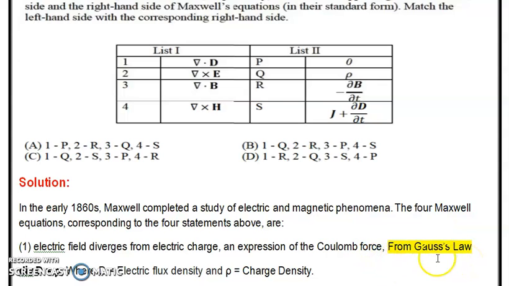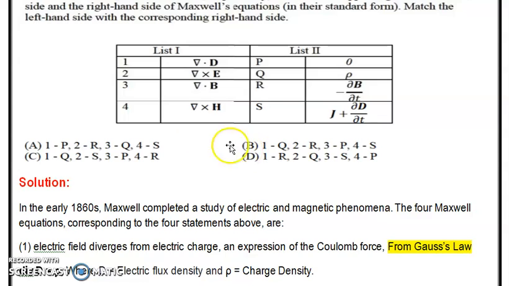So from Gauss law, we have divergence D is equal to rho, where D is the electric flux density and rho is the charge density. So divergence D, the first one, is equal to rho, which means first is Q. So A is incorrect, B is correct since 1 is Q. C is also 1Q, so it is also correct. And what about D? D has 1R, so D is incorrect. So we have either B or C as correct.